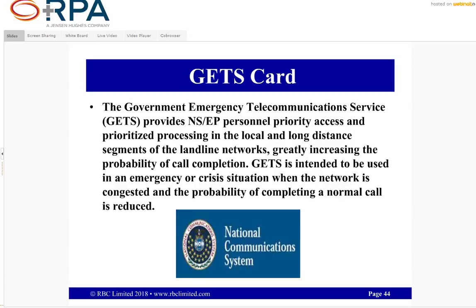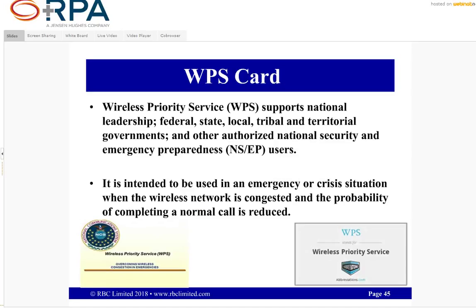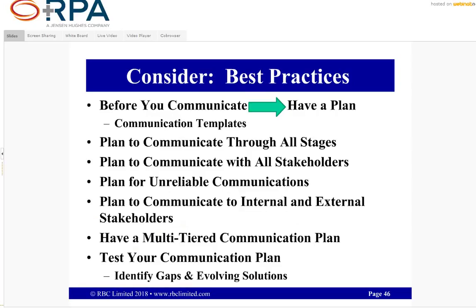You know that the networks, the phones become congested. We haven't been able to make calls or receive calls, and we can't get through. We get busy signals all the time. So your ICS folks, if you can obtain the GETS cards for them, then you'll be able to utilize them and at least have some probability of completing a normal call when it's so congested. The same with the WPS card, the Wireless Priority Service. You can apply for those and see if it works easier in your communication plan, and maybe help get you in the queue earlier rather than later.